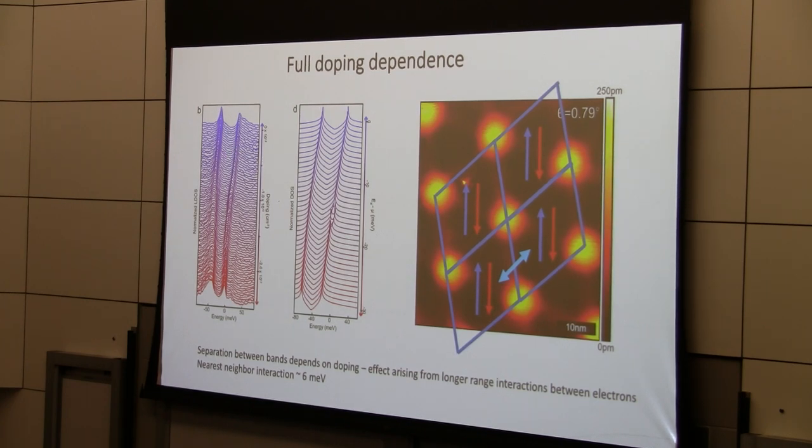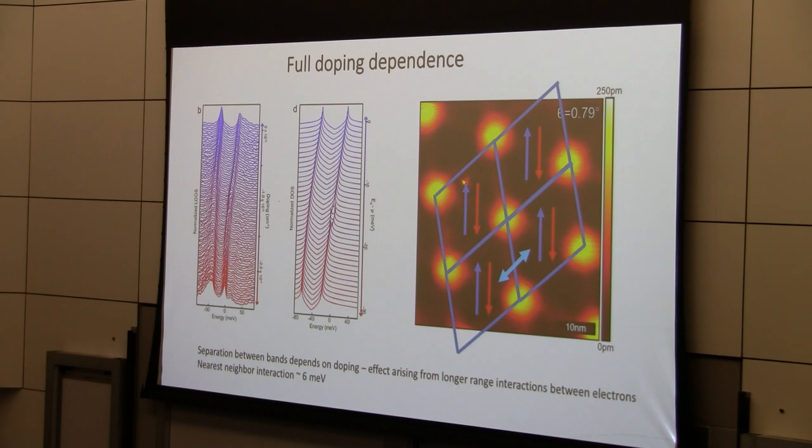And why does this happen? A simple reason why this would happen is because of the so-called Fock term, the exchange interaction between an electron on one side and on the neighboring side. And what this allows us to measure carefully is what the nearest neighbor interaction is. And if you fit this, it turns out that the nearest neighbor interaction is also on the order of a few millivolts. So with these measurements, we sort of have a picture of how interactions in this system are.